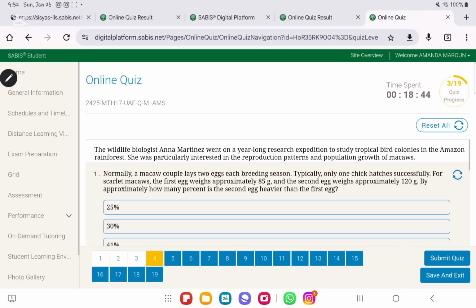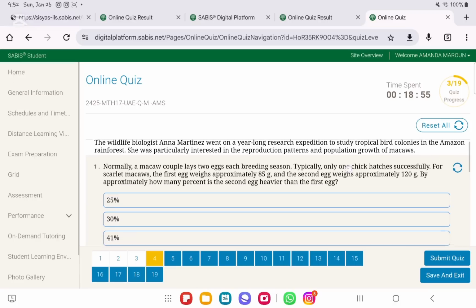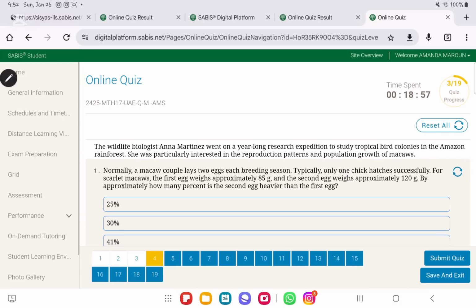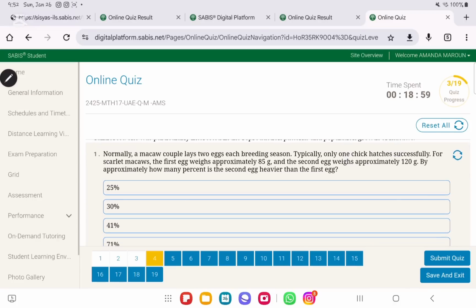So we move on to question number 4. The wildlife biologist Ana Martinez went on a year-long research expedition to study tropical birds in the Amazon rainforest. And she studied macaws. Normally, a macaw couple lays 2 eggs each breeding season. Typically, only one chick hatches successfully. That's a bit sad, but it's okay.